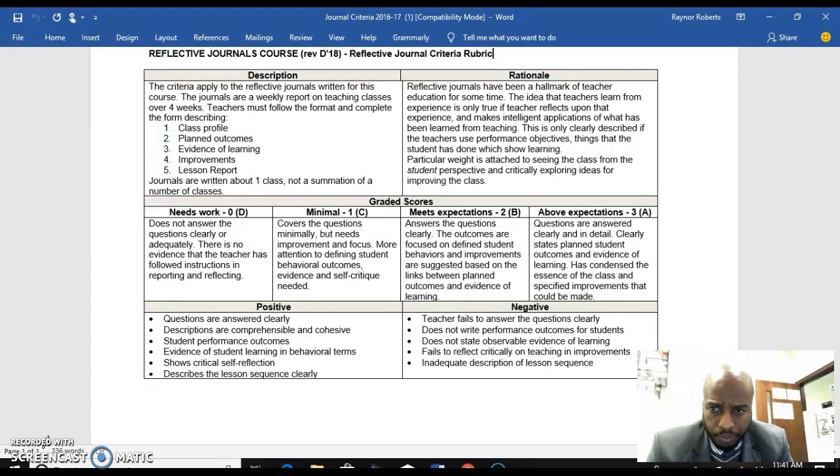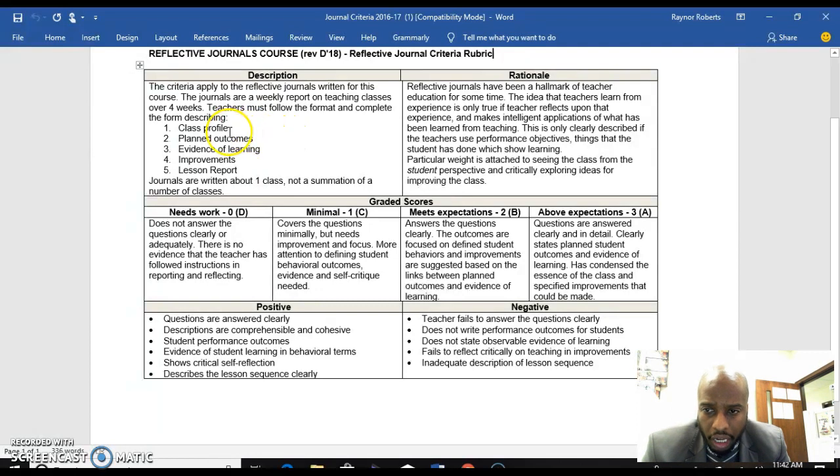in a couple minutes. If we look at the left side here, we have the description. The criteria apply to the reflective journals written for this course. The journals are a weekly report on teaching class over 4 weeks. So that doesn't really apply to you guys. We're only going to do one a month. Okay. We talked in detail a couple weeks now about what is required.